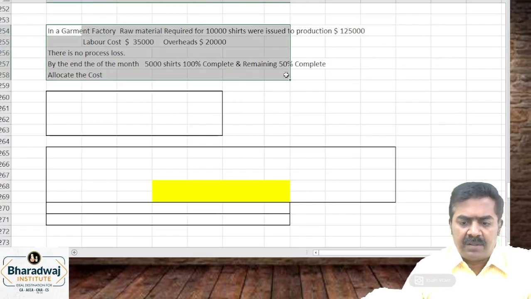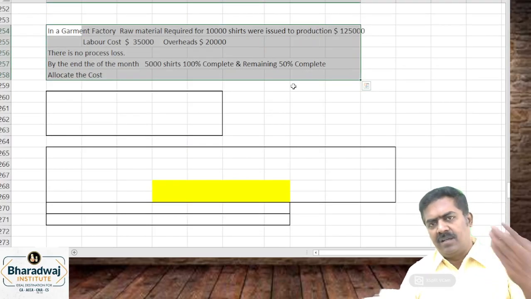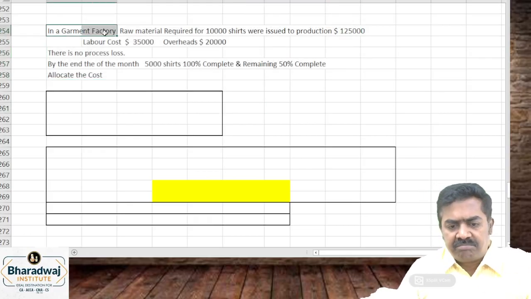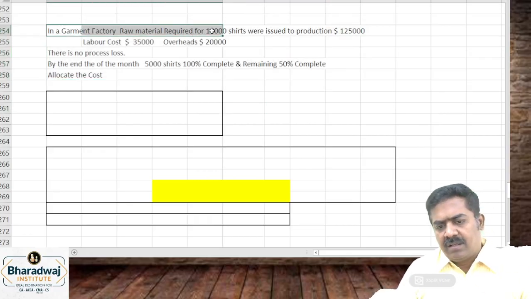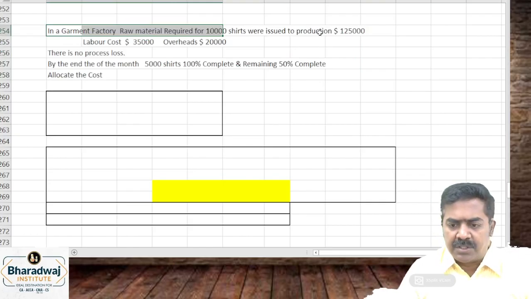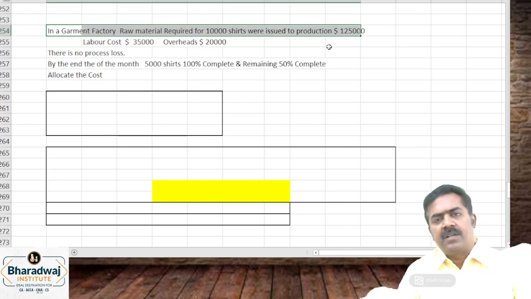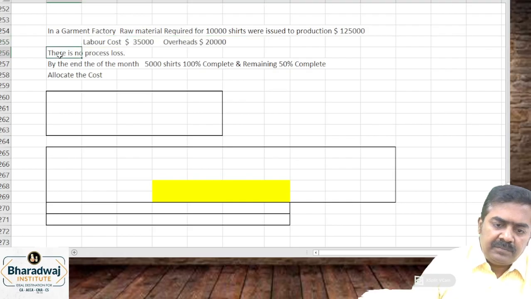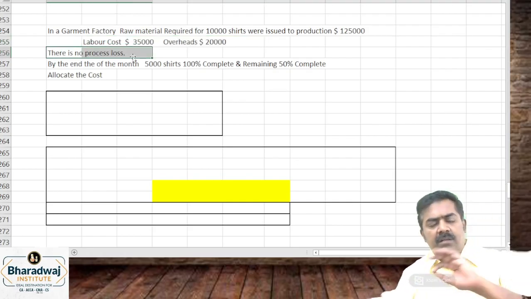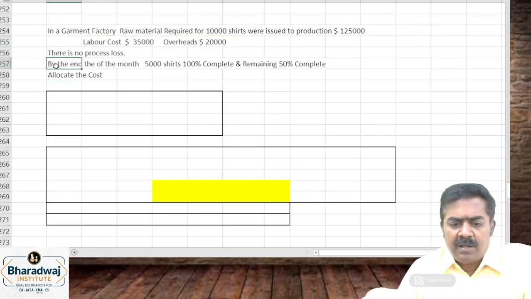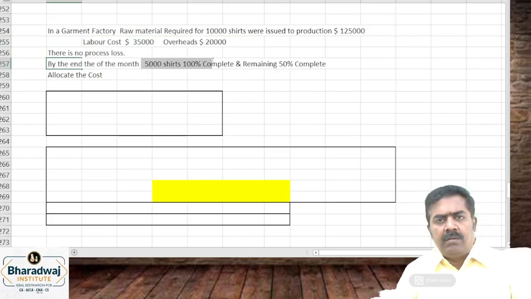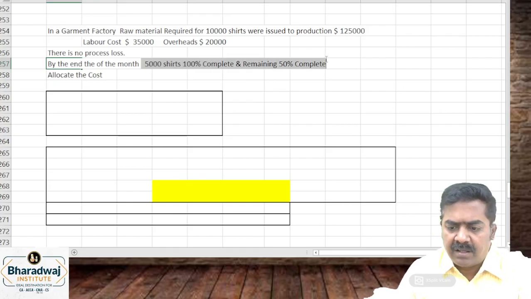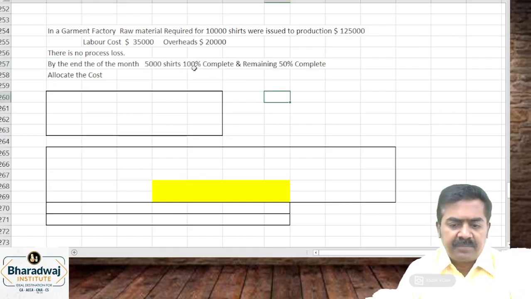Look at this example. This we have done in the last class, but just to recollect. Garment factory material is issued for 10,000 shirts. How many shirts? 10,000 shirts costing $1,25,000. We spent on labor and overheads. There is no process loss, means no normal loss, no abnormal loss. By the end of the month, we find 5,000 shirts which are 100% complete, remaining is 50% complete.